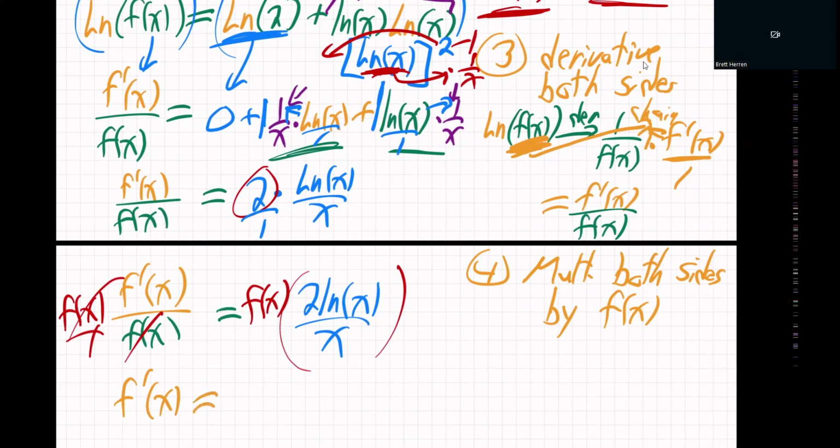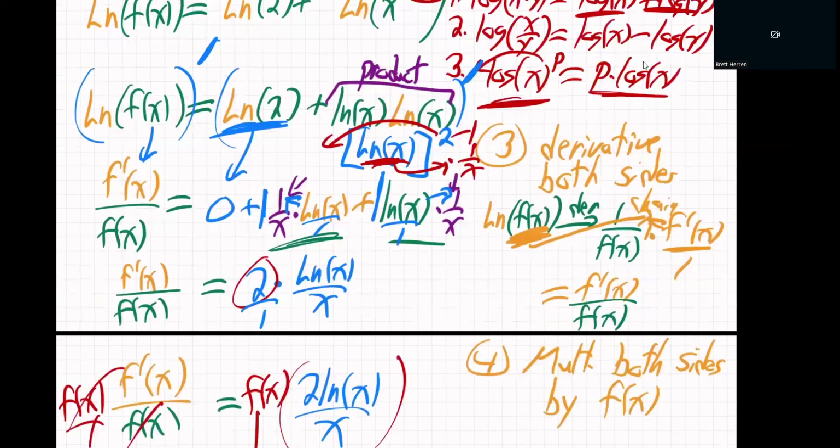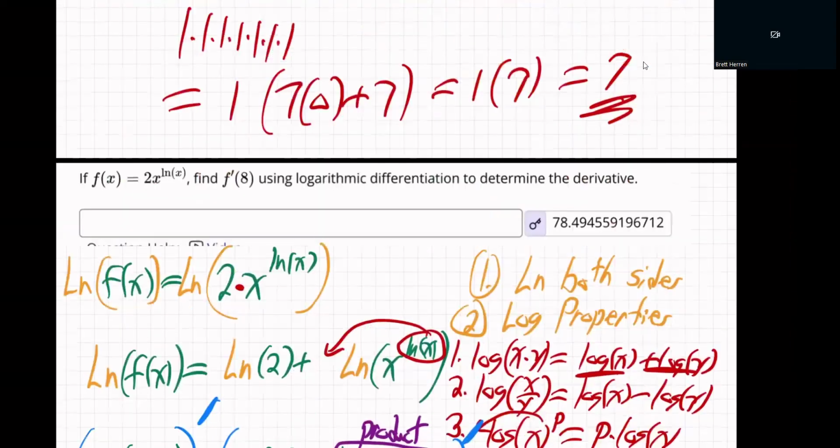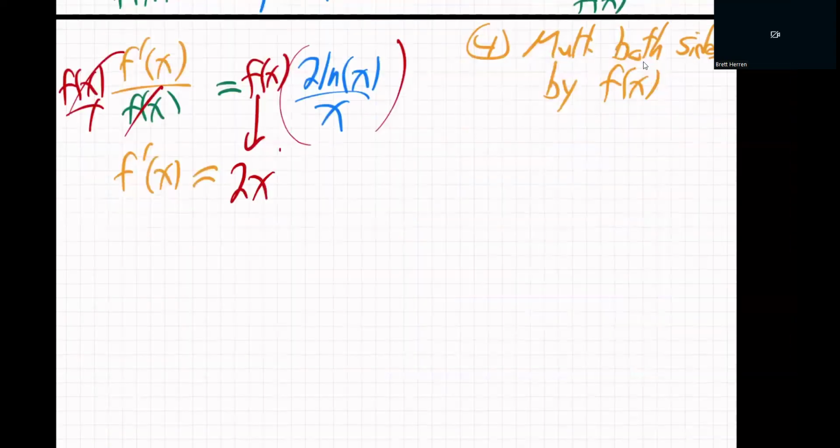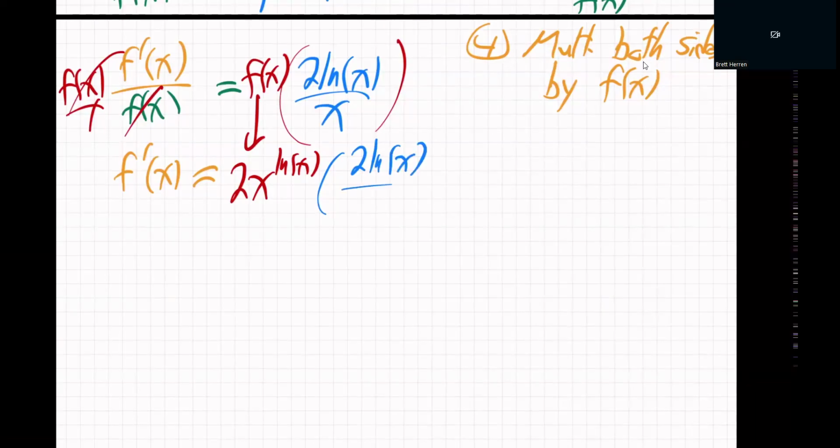And so that equals, now what is f of x? What do we mean by f of x? Well, the original function f of x, what was that? Right here. That's f of x. 2 times x to the ln x. 2 times x to the ln x times 2 ln x over x. And I don't like extra parentheses. You don't need these. Just go times.